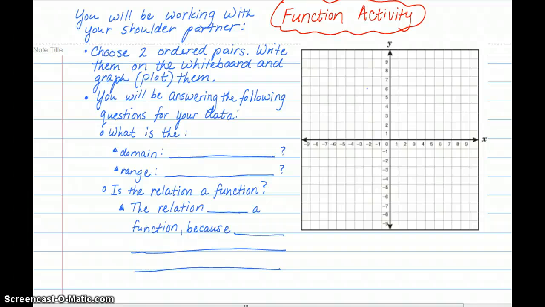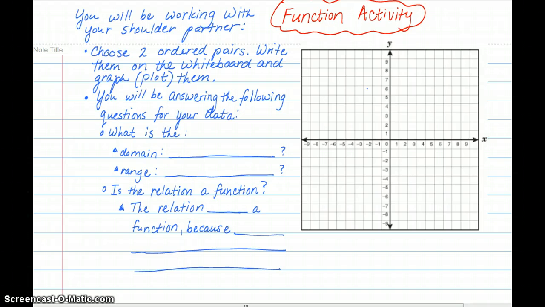Okay, we are going to do a function activity that is a very concrete way to understand whether a set of ordered pairs called a relation is going to be a function or whether it's not a function. So for this activity, you're going to be working with your shoulder partner. Each of you needs to choose 2 ordered pairs, so a total of 4 ordered pairs.